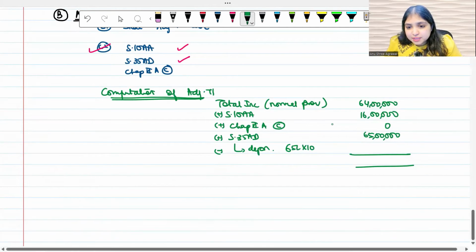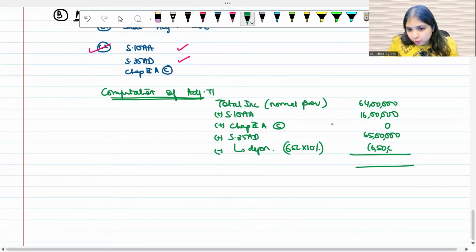Depreciation rate will be 10%, right? And the business commenced in the beginning of the year itself, which means full year the building was put to use. It was put to use for more than 180 days. So full year's depreciation I am enjoying over here, which is going to be 6,50,000 rupees.